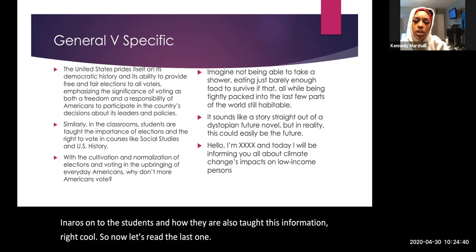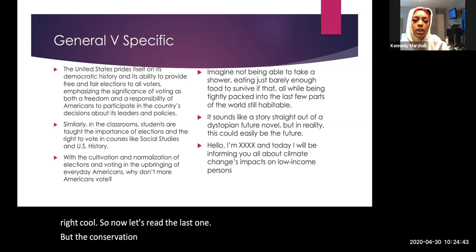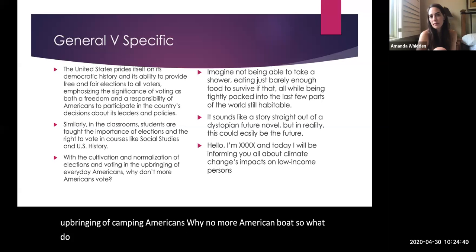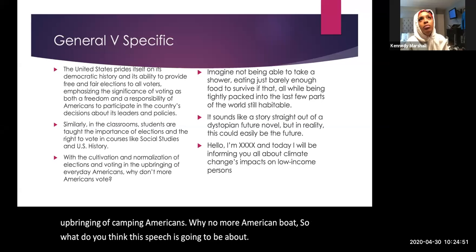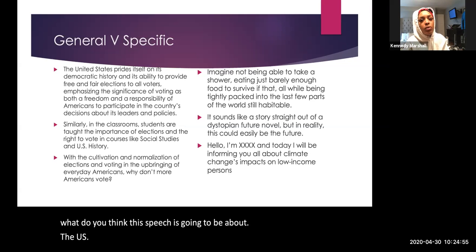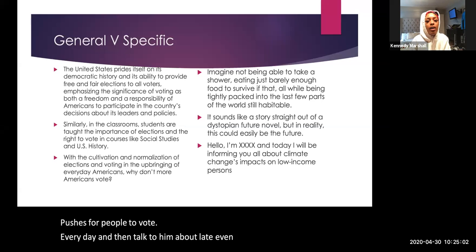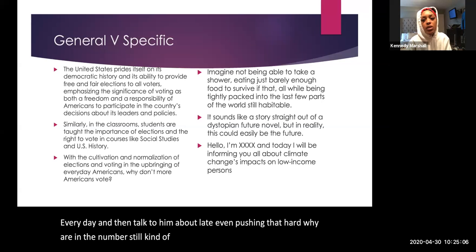With the cultivation and normalization of elections and voting in the upbringing of everyday Americans, why don't more Americans vote? So what do you think this speech is going to be about? The U.S. pushes for people to vote every day, and they're talking about how, even though they're pushing that hard, why are the numbers still kind of low and people aren't voting like they're supposed to be doing?